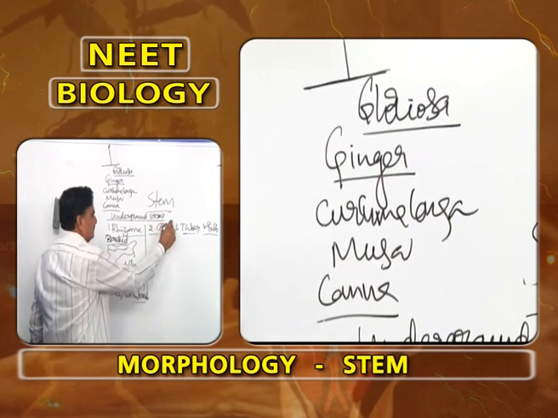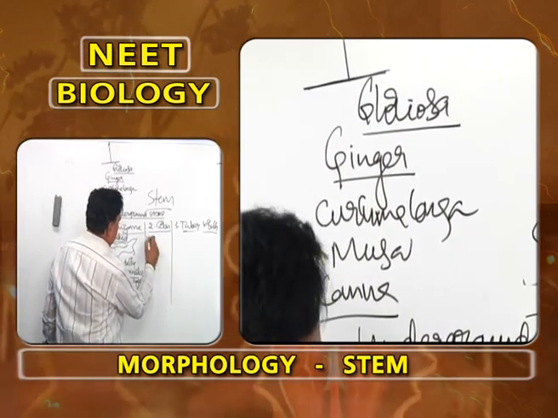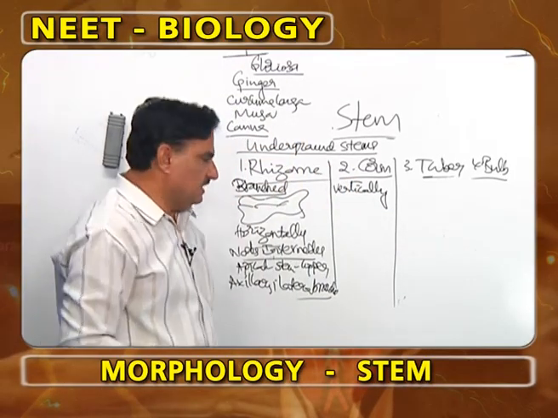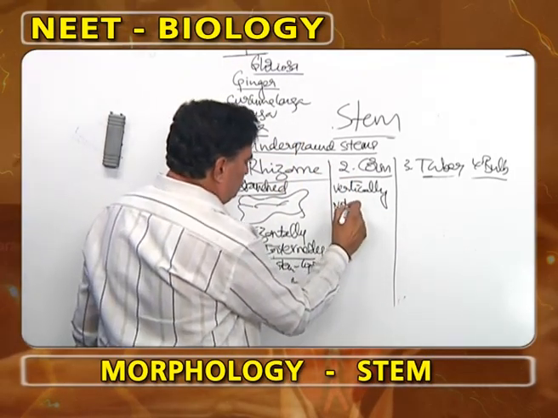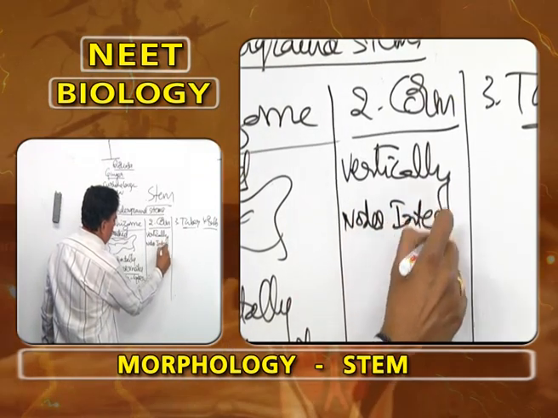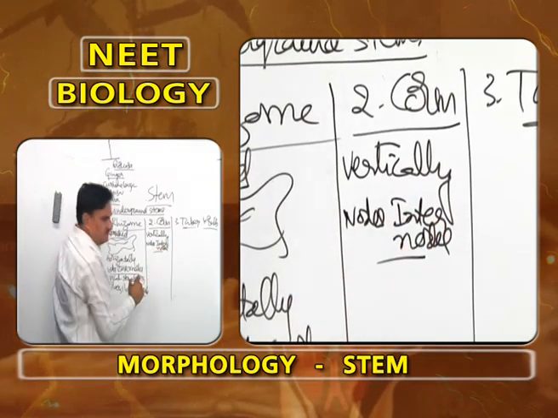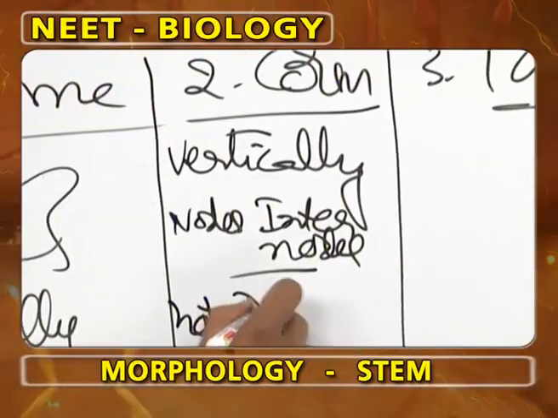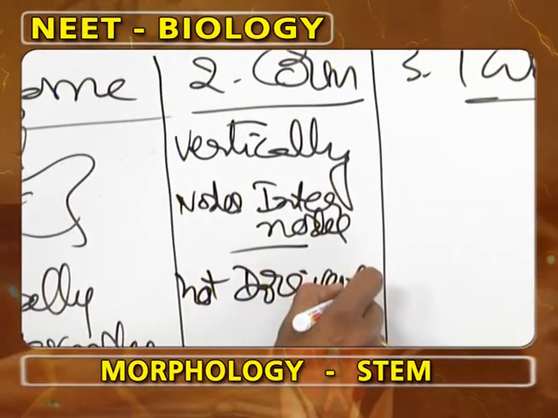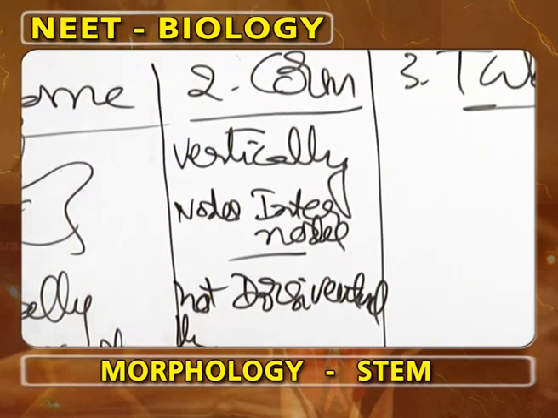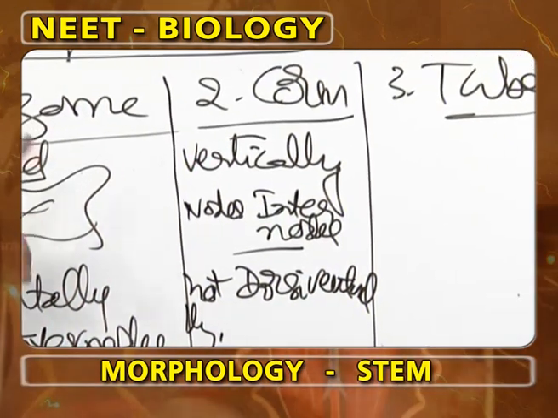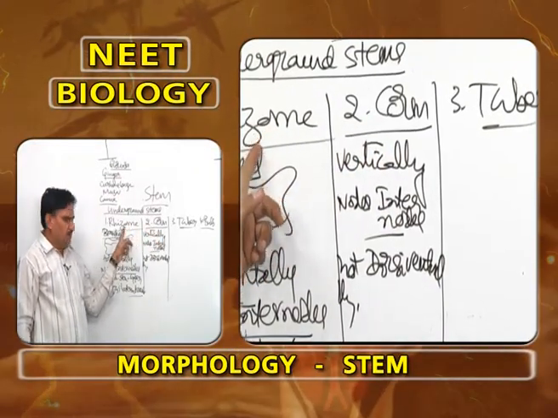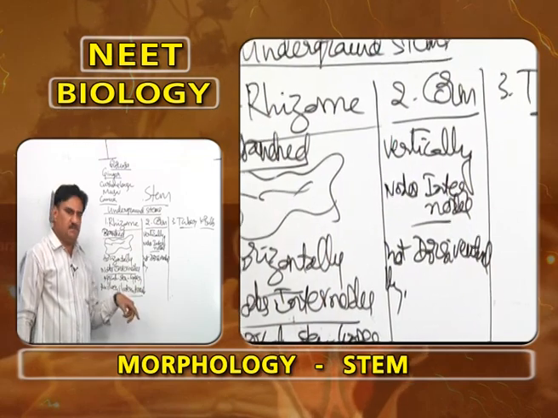Then culm. Culm always grows vertically in the soil. It also shows nodes, internodes, scale leaves, axillary buds, apical buds, but it is not dorsiventrally differentiated. So, that is the basic difference between rhizome and culm. Rhizome is differentiated dorsiventrally, but culm is not differentiated dorsiventrally.